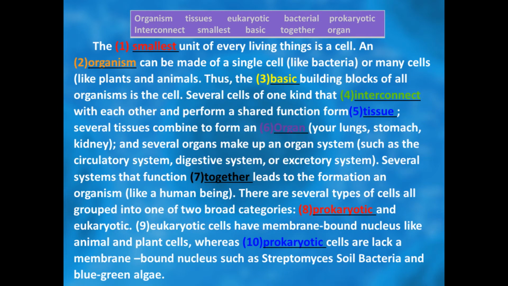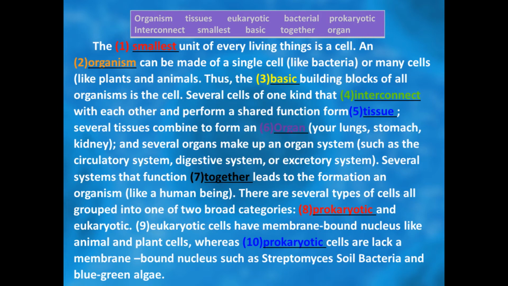Alright, let's check your answer for activity 1. For number 1, smallest. A cell is the smallest unit of a living thing. Second is organism. A living thing, whether made up of one cell like bacteria or many cells like a human, is called an organism. 3 is basic. The cells are the basic building blocks of all organisms.